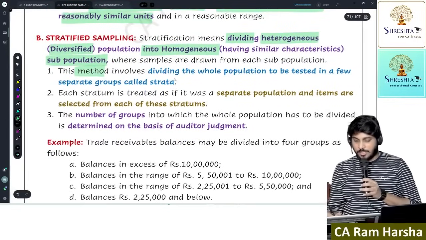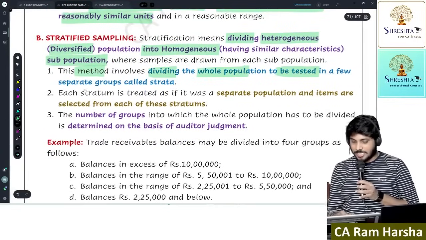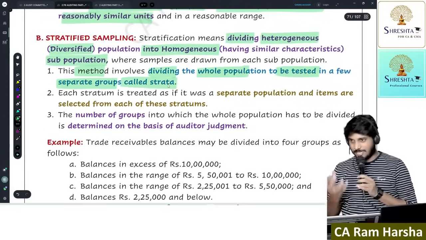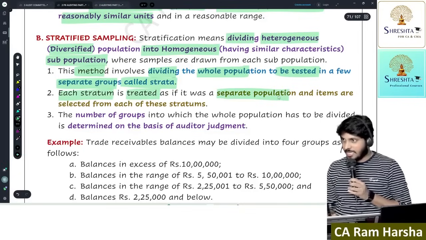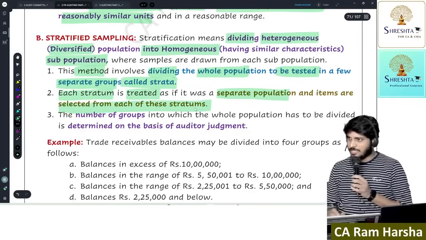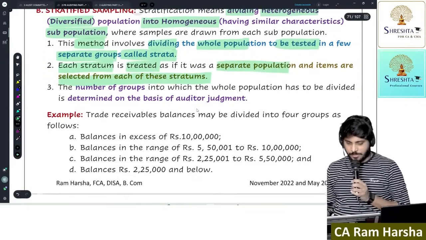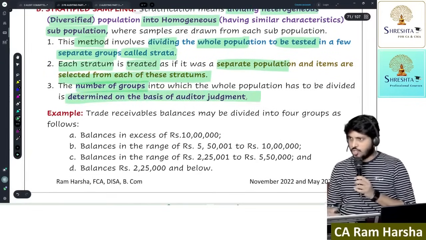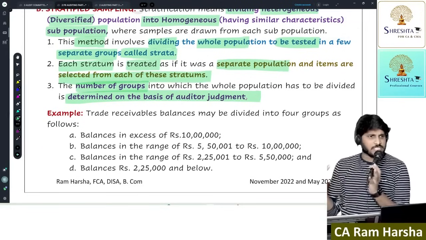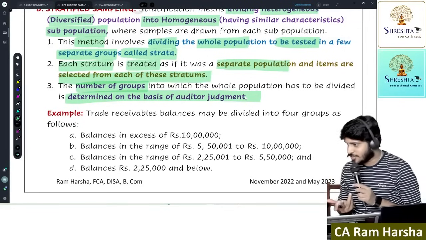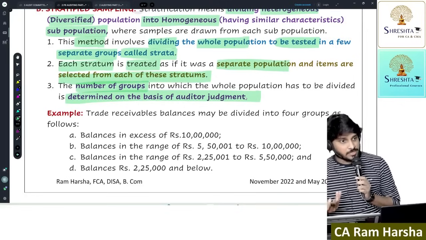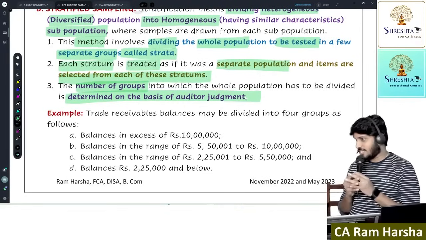So the method of dividing the whole population to be tested into a few separate groups is called strata. Each stratum is treated as if it is a separate population. Items will be selected from each stratum. The number of groups into which you divide is your professional judgment. We divided it into 3 parts. I may divide them into 5 parts, or I may divide them into 7 parts. That's your choice. It's a matter of professional judgment.